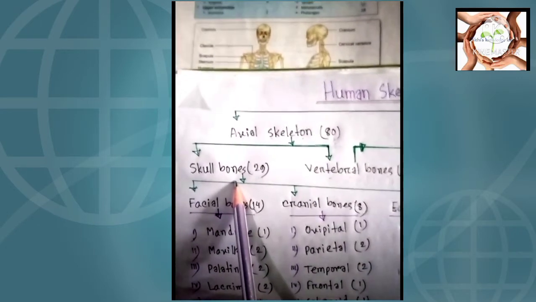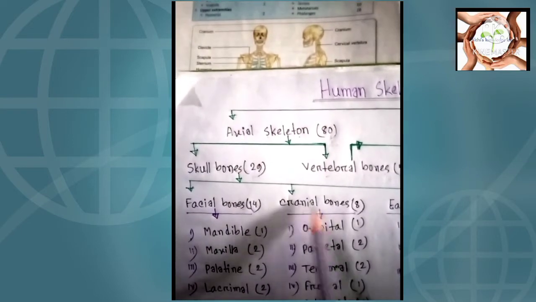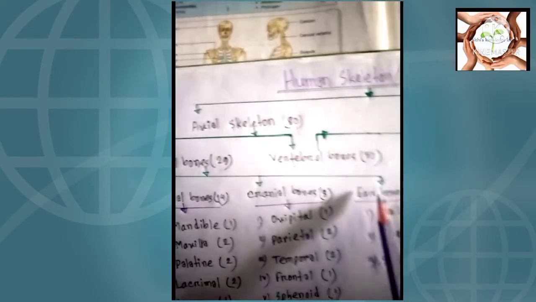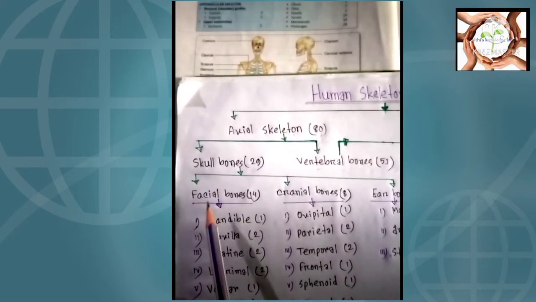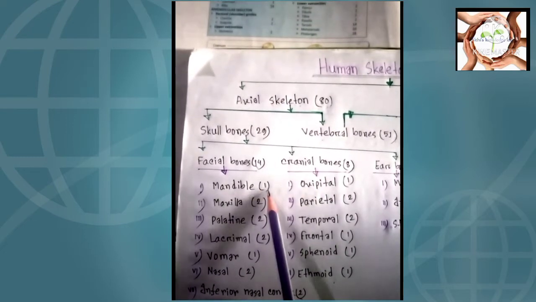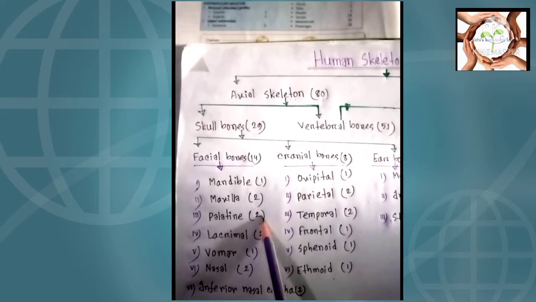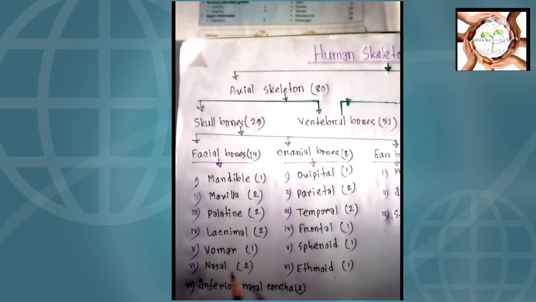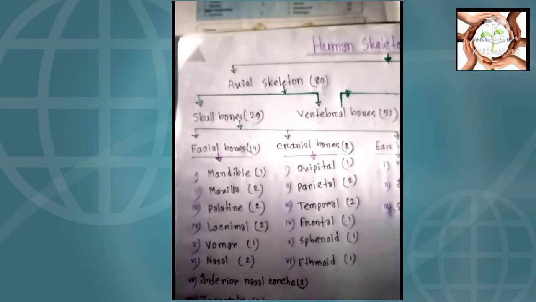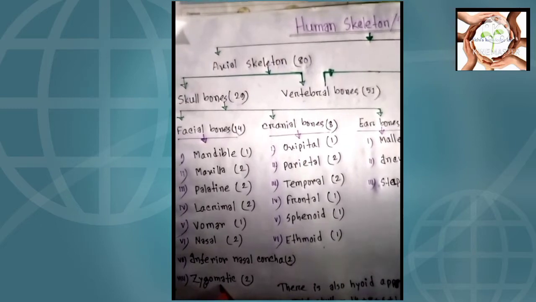There are three kinds of skull bones: facial bones 14, cranial bones 8 and ear bones 6. First, facial bones: mandible 1, maxilla 2, palatine 2, lacrimal 2, vomer 1, nasal 2, inferior nasal concha 2 and zygomatic 2.